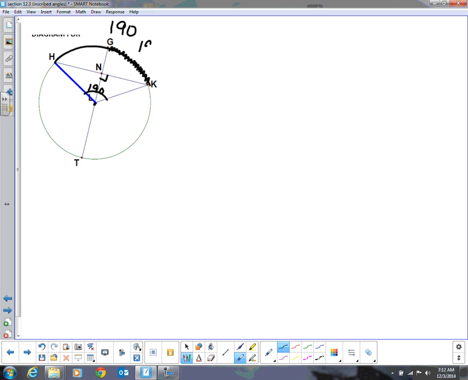So if I want to know this measure, how do I get it? I'm going to say 190 divided by 2. If I wanted this measure, how do I get it? 190 divided by 2. If I want this angle right here, how would I get it? 190 divided by 2. They wanted GH, and that is going to be 190 divided by 2. Next question on this worksheet.